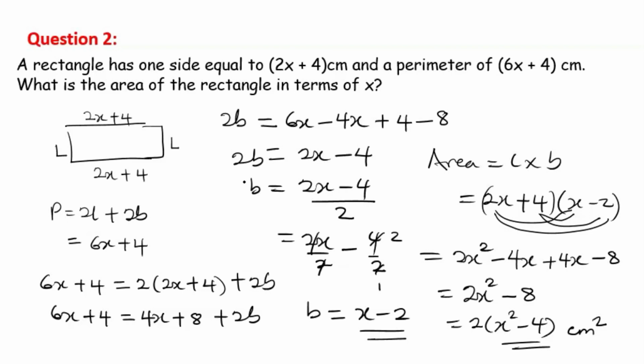So to find the area, it is length times breadth. Of course, we already have our one side, which is L, assumably, and our b, which is x minus 2. So we multiply these two together. We are going to have our area.